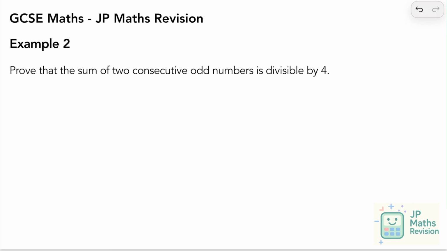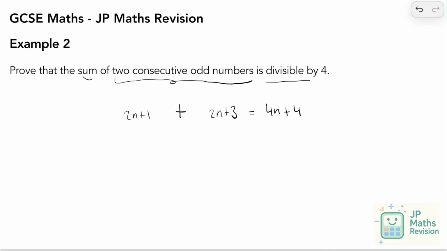Here's another example. We need to prove that the sum of two consecutive odd numbers is divisible by 4. So the first thing I need to do is generalise my two consecutive odd numbers. So I could have 2n plus 1 and 2n plus 3. And I need to find the sum, so I'm going to add them. So 2n plus 1 plus 2n plus 3 is going to be 4n plus 4.